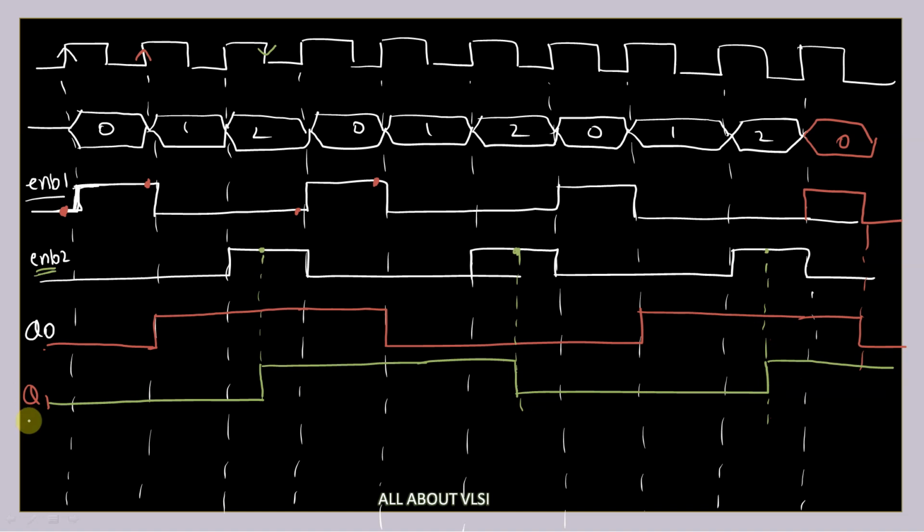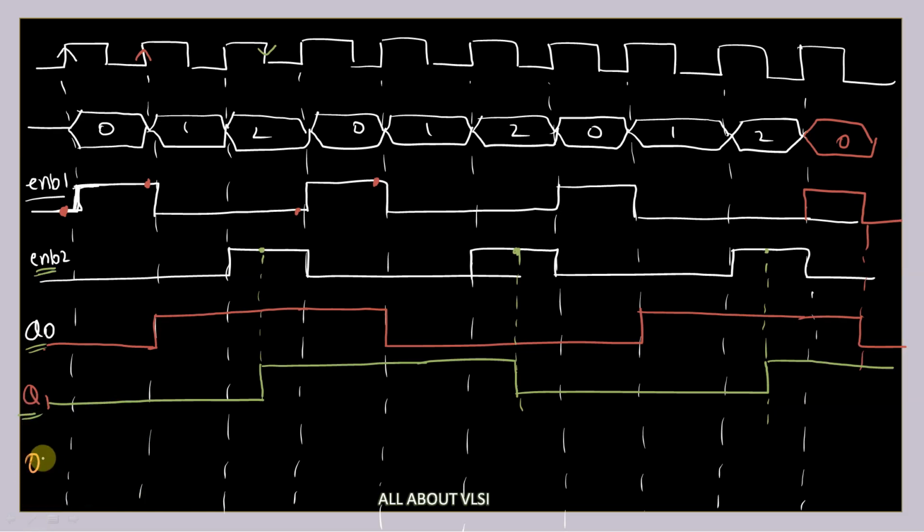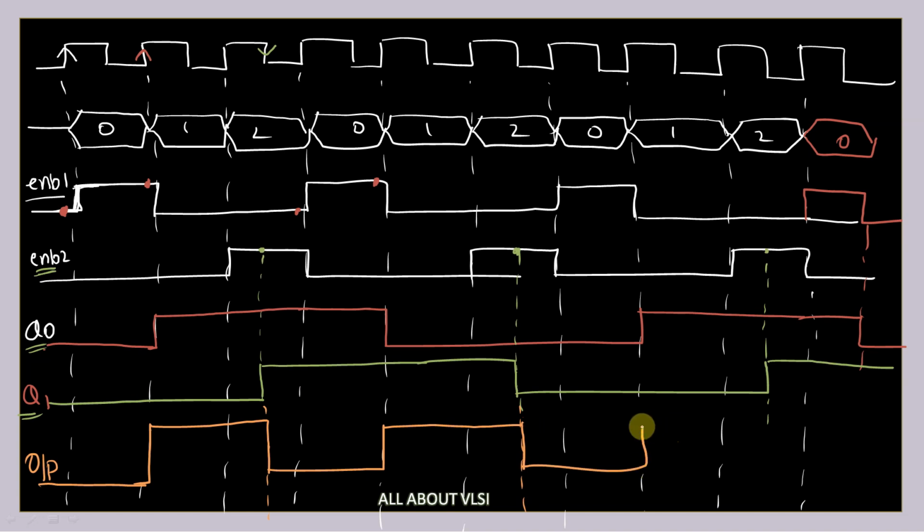So this is my output Q1, this is my output Q0. If you observe here, if I perform XOR operation between this Q0 and Q1, let us see. My output is going to look like this: up to here, it will be equal to 0. And from here, it is going to become 1. At this edge, it will become 0. And again at this edge, it will become 1, and at the next edge again 0, and at this edge 1 and again 0.